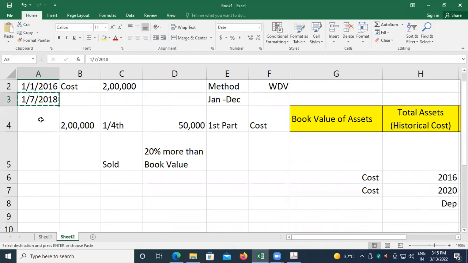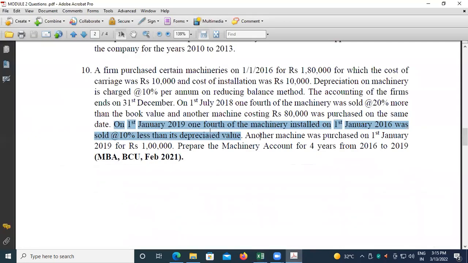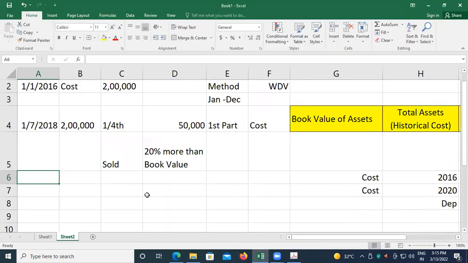Okay, this was the date. We sold one asset on 1st of July 2018. One more asset we are selling on 1st of January 2019. So let me write here 1st of January 2019. One more asset is getting sold, but that is again 1/4. Okay, this asset we are selling, that is also 1/4. So that becomes your second part of the asset.